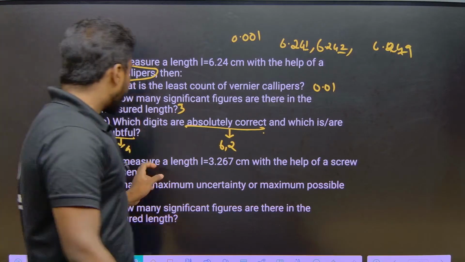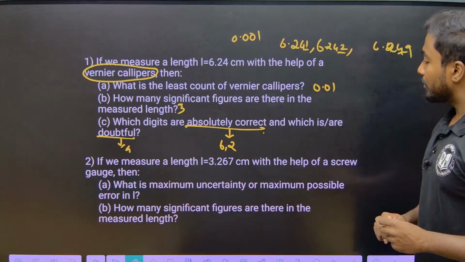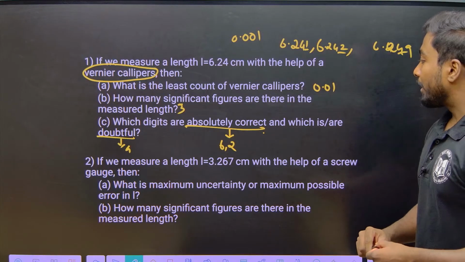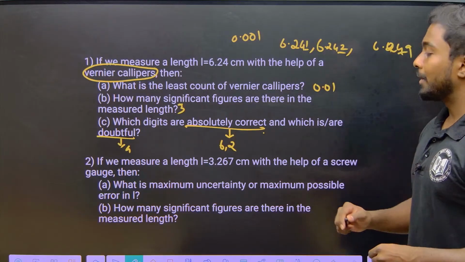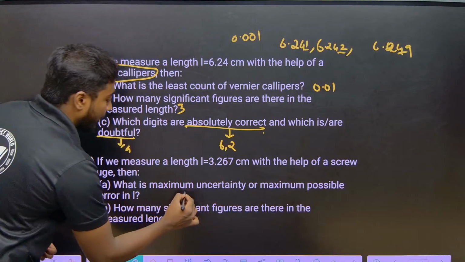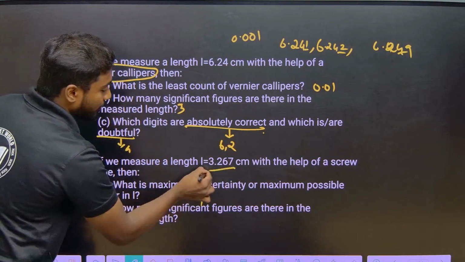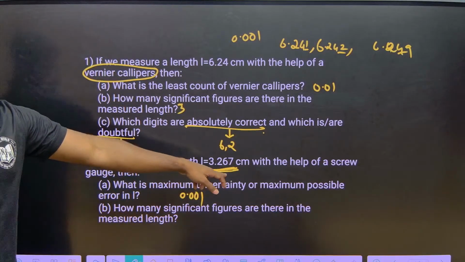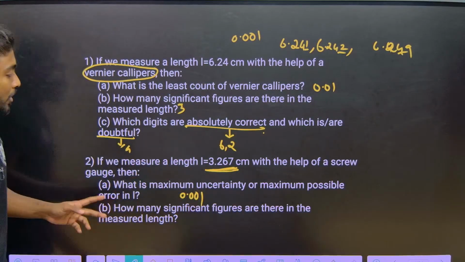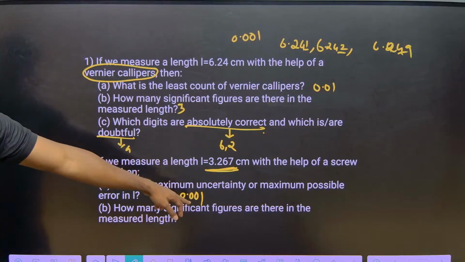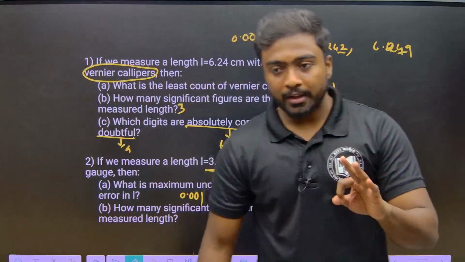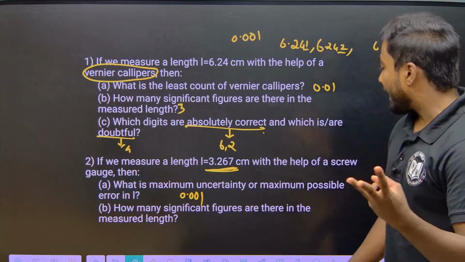So there is one more example. If we measure a length L equal to 3.267 centimeter with the help of a screw gauge, then what is the maximum uncertainty or maximum possible error in the length? 0.001, because it is 3.267, so 3 decimals. So I can take 0.001 as the least count. So least count can be said as uncertainty also, or the maximum possible error.